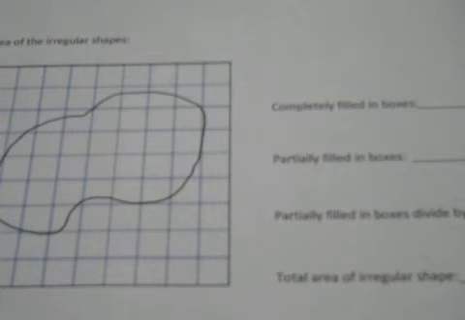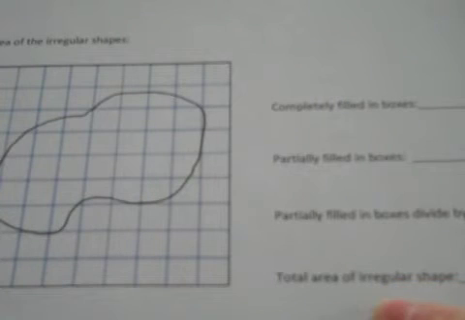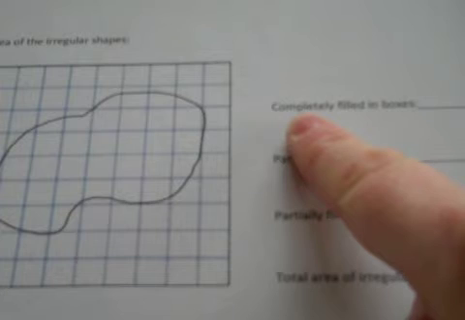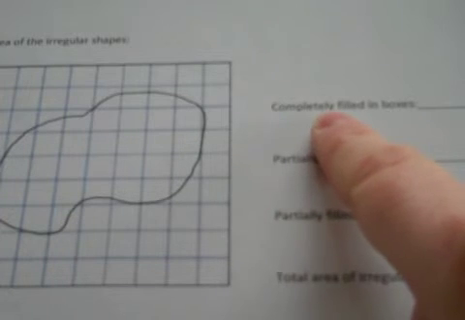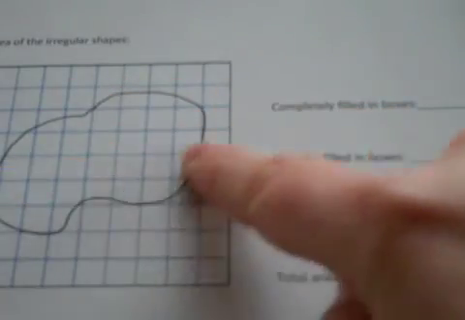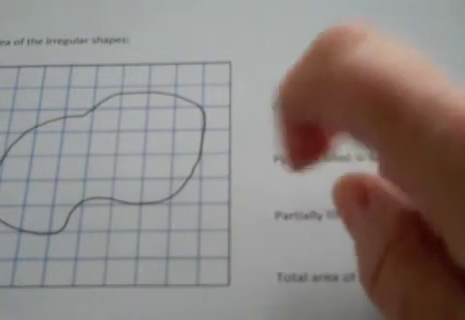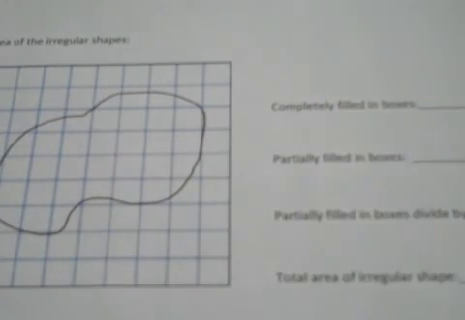Alright, now we're going to practice finding the area of irregular shapes. If you notice, I gave you a set of prompts over here that will help you find the total area of your irregular shape. The first thing we want to do is find out how many are completely filled in boxes, meaning that when I look at this irregular shape that I've drawn, I'm going to come through and I'm going to color all of the grid squares that are completely inside of this irregular shape.